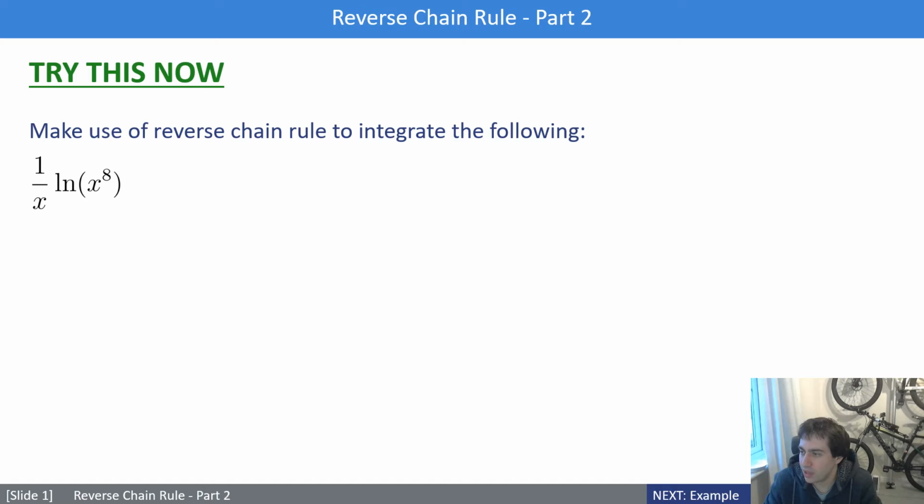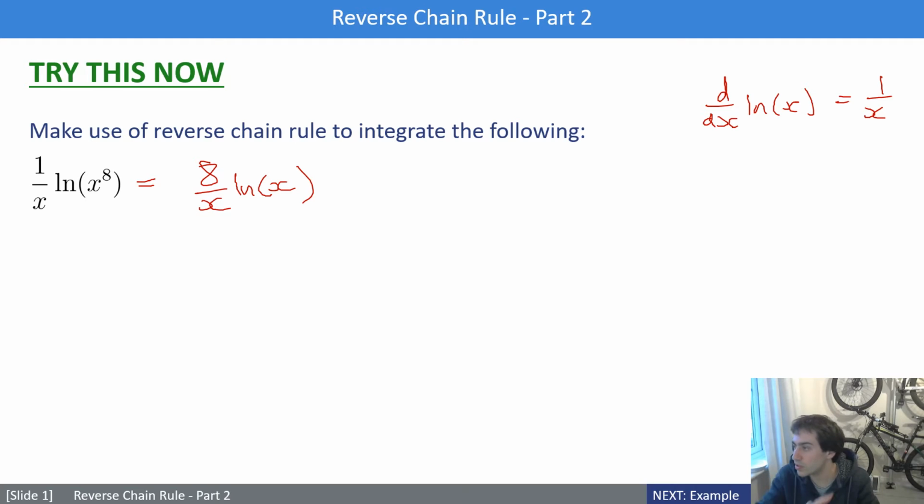Okay, so here's what I'm thinking as a way to do this. We're going to integrate 1 over x ln x to the 8. Now, we know the derivative of ln x is 1 over x. So this almost looks a bit like a function to a power multiplied by its derivative, but it isn't quite. We need to tweak this a little bit. This is the same as 8 over x ln of x, first of all, right? No integration or differentiation. It is just equal to that.